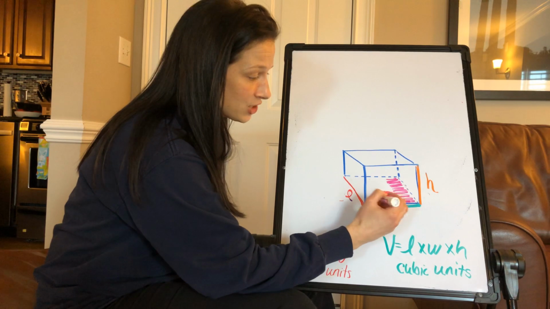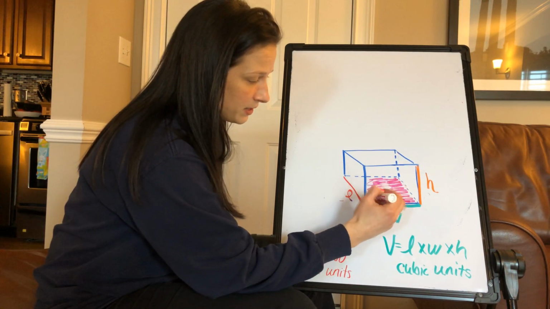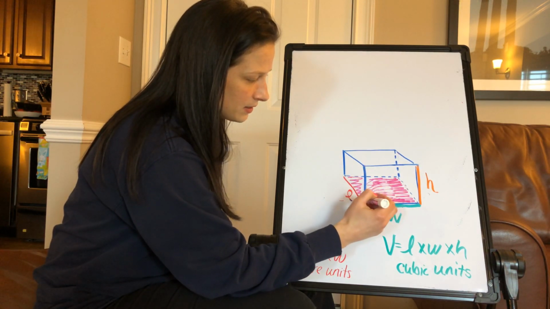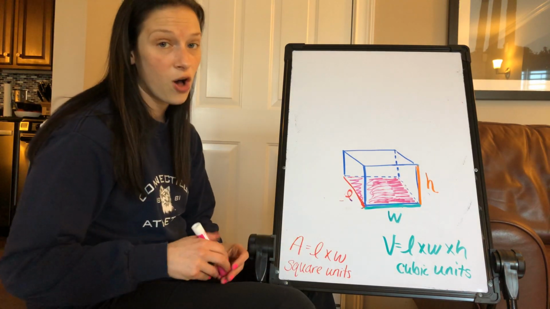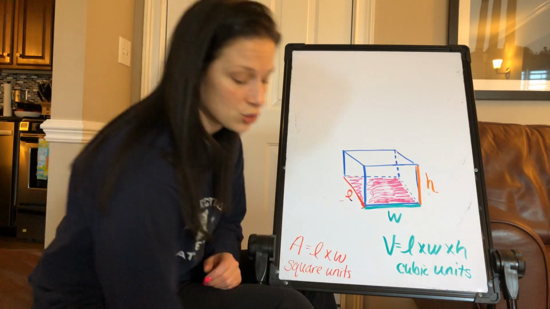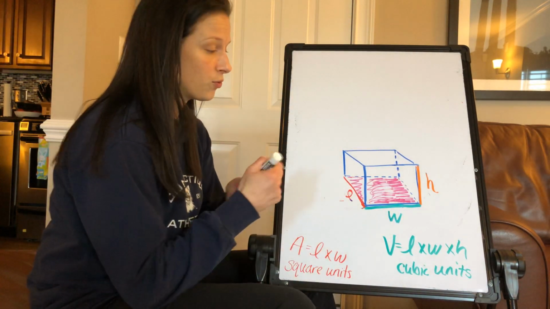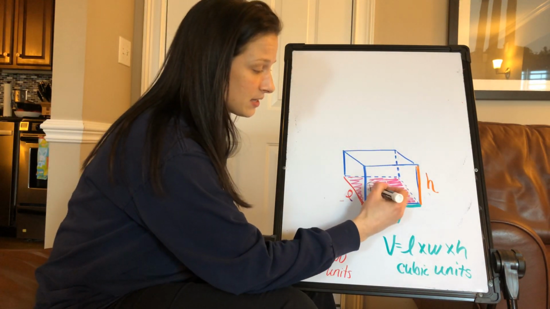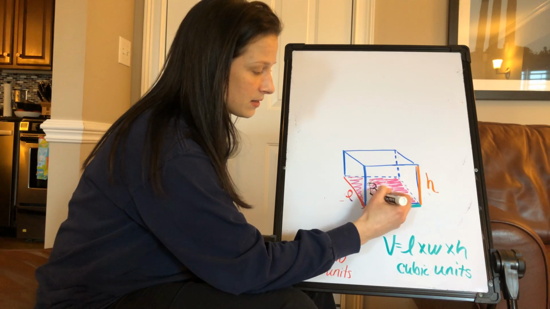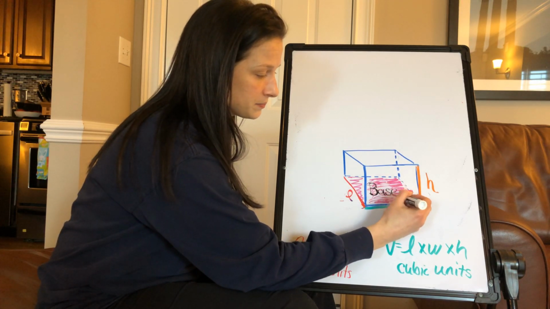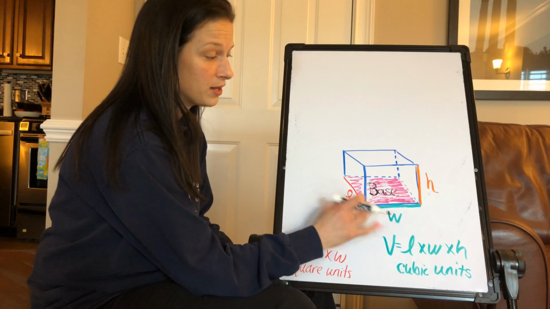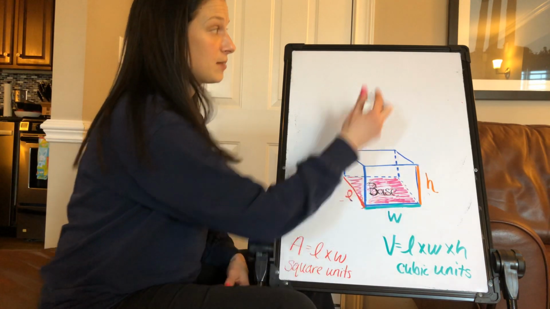So if it was a flat shape, here it would be, and that is called the base. So when you see a story problem or anything give you the base, that's what they're talking about. The base is length times width.